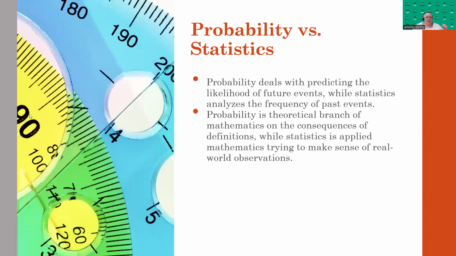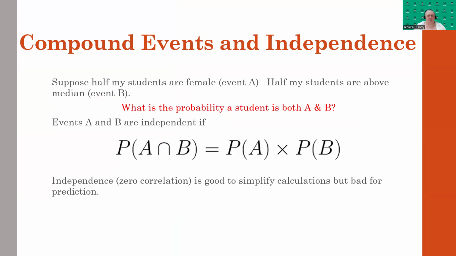Now, remember, probability deals with predicting the likelihood of an event happening in the future, while statistics tells you what has happened in the past. Probability is more theory based on mathematics, whereas statistics is the applied mathematics behind the probability. So that's kind of where we're going. What we're going to be looking at now is more of the descriptive techniques. Nope, descriptive statistics.